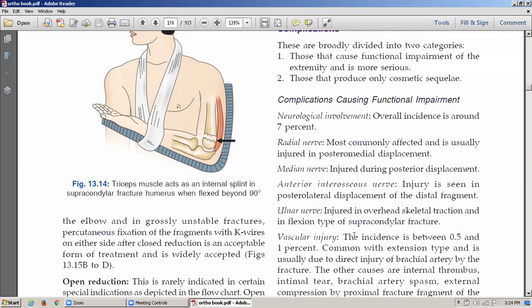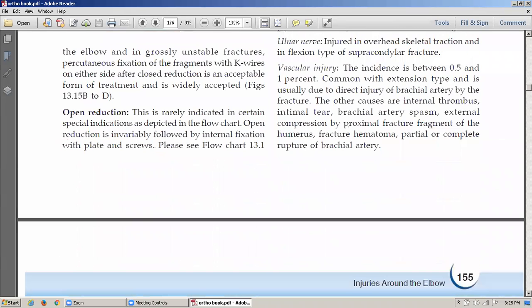Vascular injury has an incidence between 0.5 and 1%, is common with the extension type, and is usually due to direct injury of the brachial artery by the fracture. The other causes are internal thrombus, intimal tear, brachial artery spasm, and external compression of the artery by the proximal fracture fragments or rupture of the brachial artery.